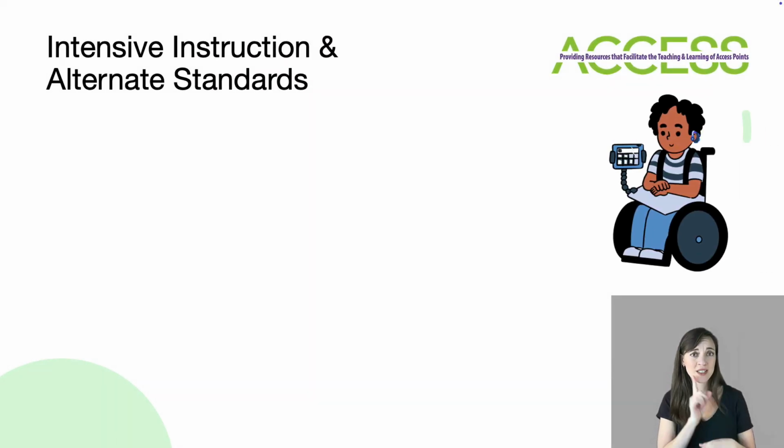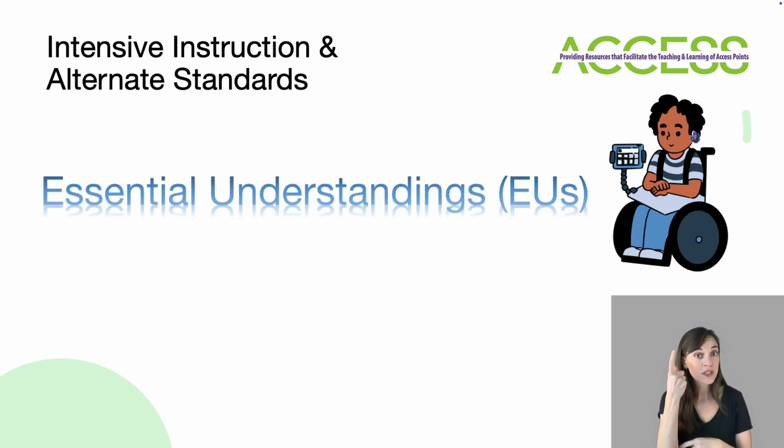But what about students who are deaf plus additional disabilities and may be on alternate academic achievement standards? In Florida, we know these as access points. How do we provide these students with intensive instruction? Essential understandings, or EUs, can be used as scaffolds to disaggregate access points to help teachers provide intensive instruction.